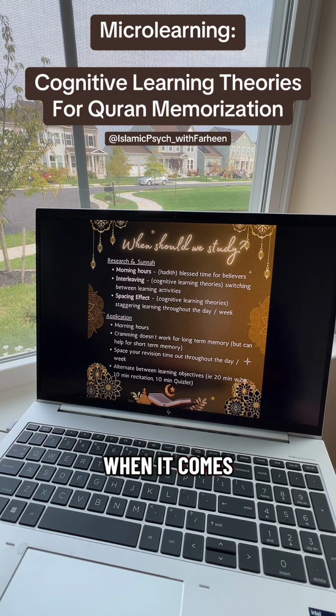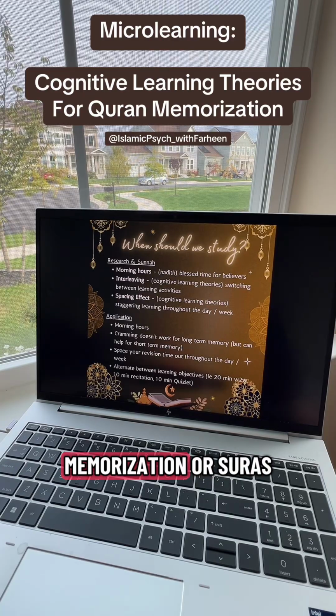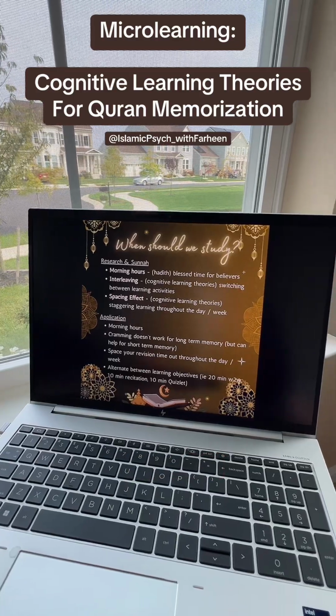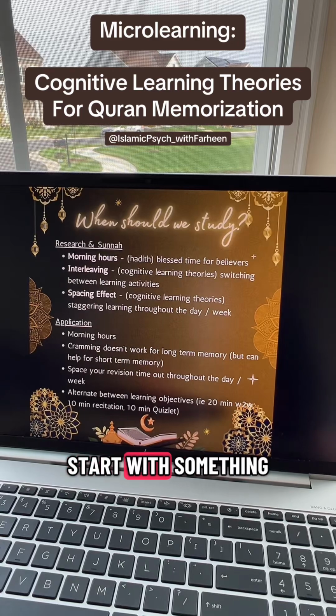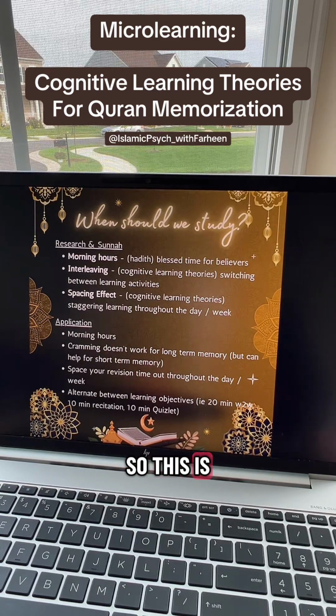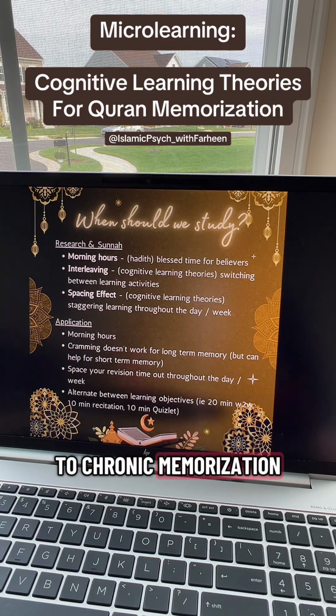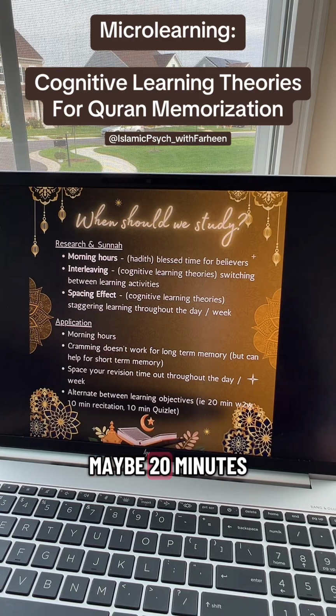But when it comes to cognitive learning theories and how this applies to our Quranic memorization or surahs, or even literally just learning anything, to be honest, let me zoom in a little bit so it gets bigger. You can feel free to take screenshots of this, but I'm going to start with something called interleaving. This is a concept in cognitive learning theories where you are switching between learning activities. So for example, when it comes to Quranic memorization, you might spend a little bit of time, maybe 20 minutes, or 10 minutes, half an hour, wherever you are at in your learning journey.